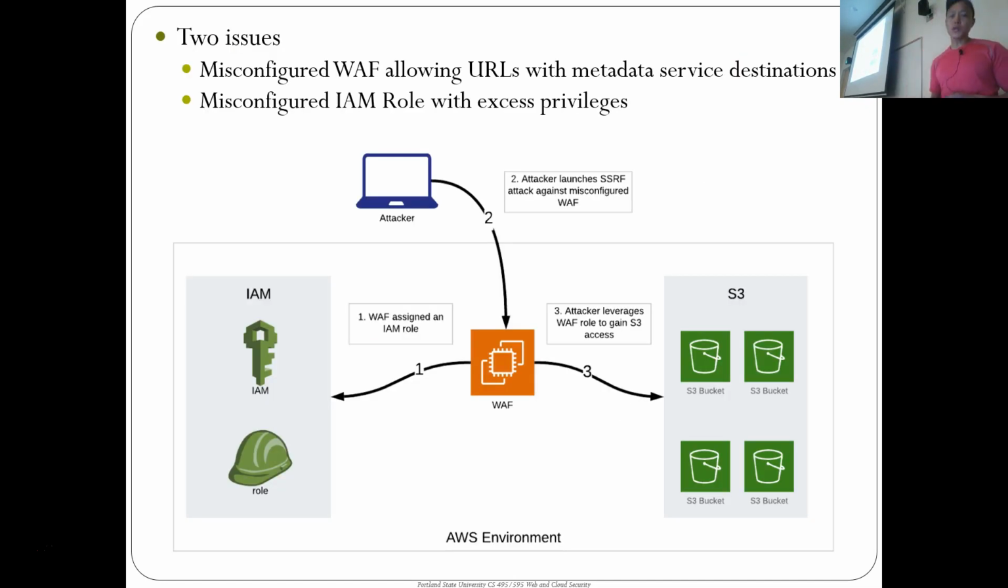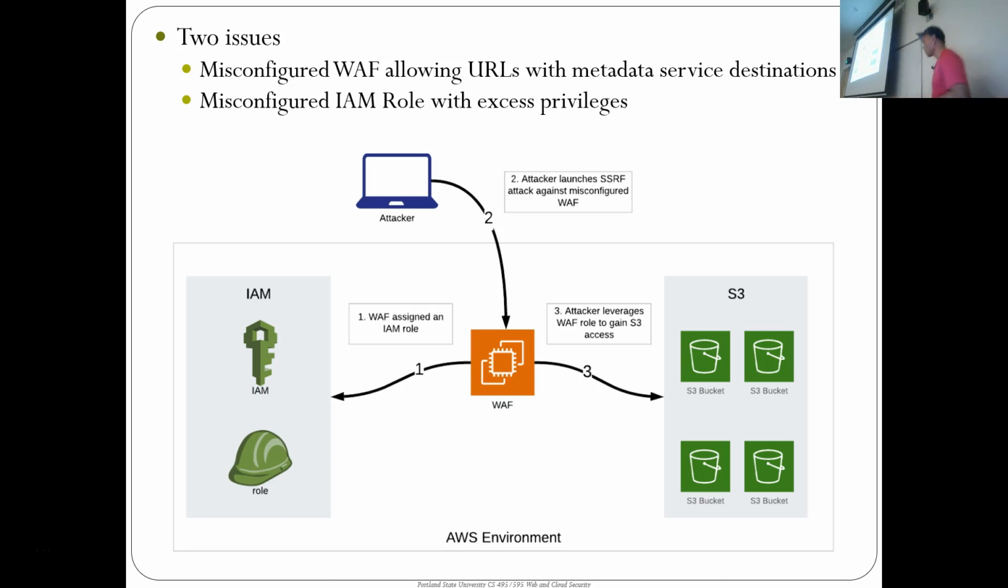Okay, so there are two issues with how Capital One deployed this WAF. The first one was a misconfigured WAF. Here you have the WAF in the center. The WAF was allowing URLs that were pointing to the internal metadata service. Those should have been explicitly disallowed. So that was number one. They should have been dropped.